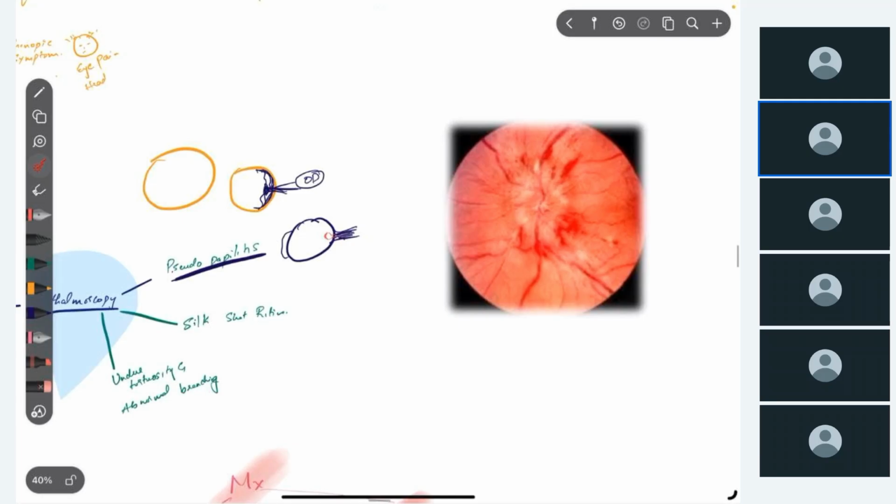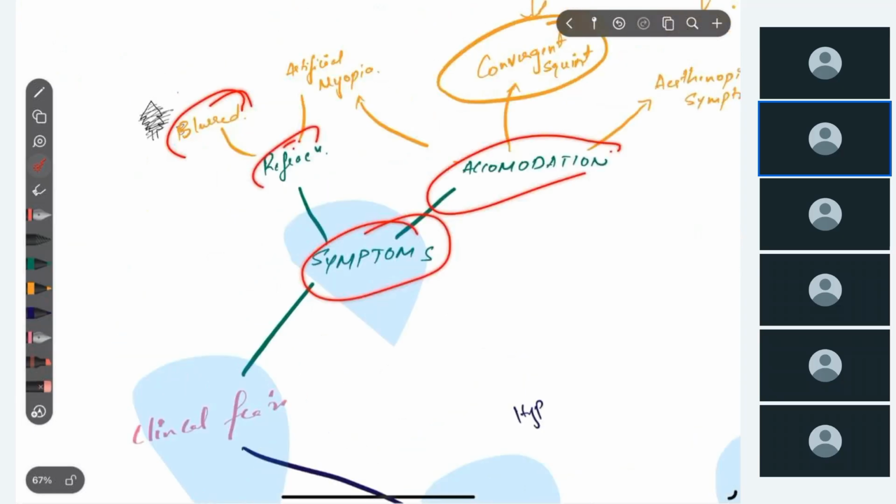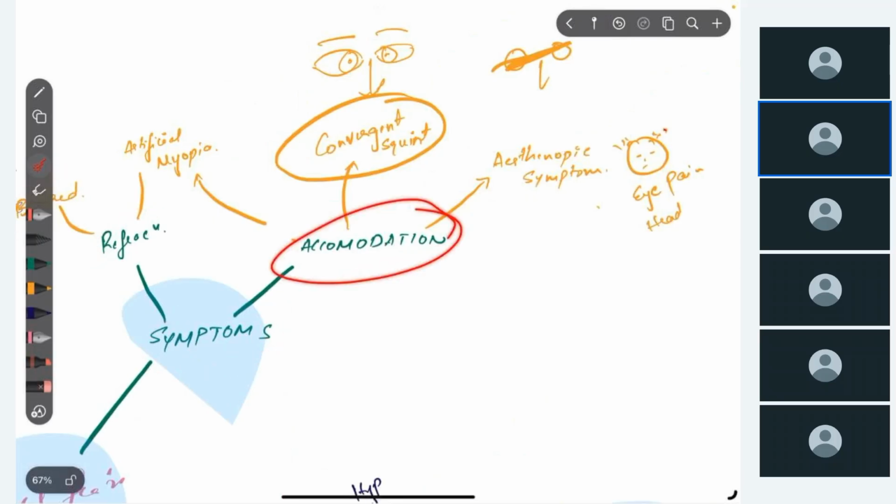So again, clinical features: symptoms because of refraction, that is blurred vision, and symptoms because of accommodation. Because of excessive accommodation, he has pain in the eye and headache. These are called asthenopic symptoms. And because of excess accommodation, he has a convergent squint. That is, both eyeballs move towards the nose.